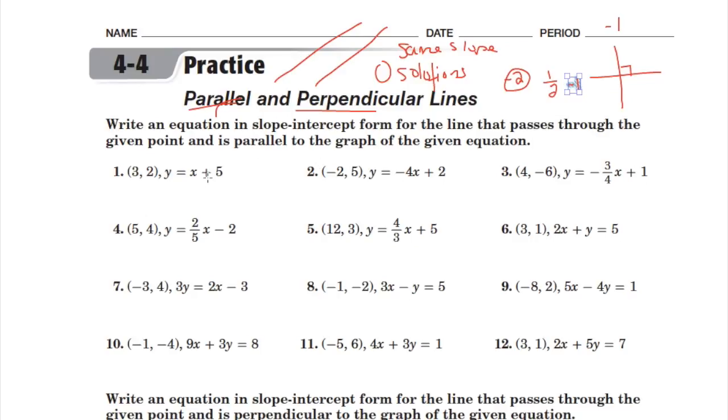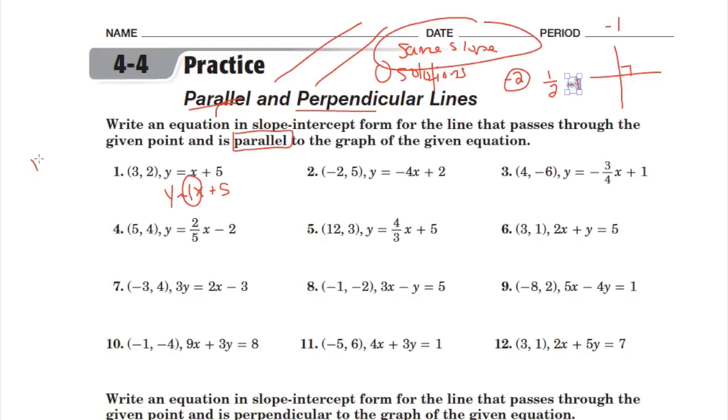So I'll do quite a few problems here with you to get you started, and then I will be assigning some problems for you to do independently. So number 1 asks to write another equation that is parallel. So parallel lines have the same slope. So the one that's given to me here is y equals x plus 5. So my other equation has to have the same slope. In this case, the same slope as what's given is a 1.